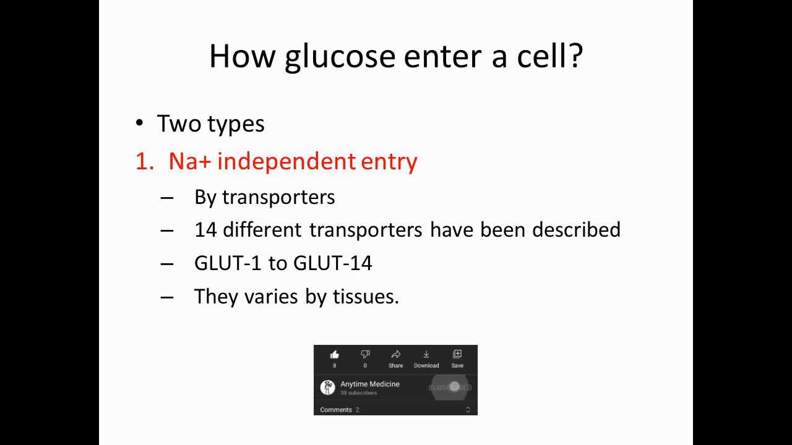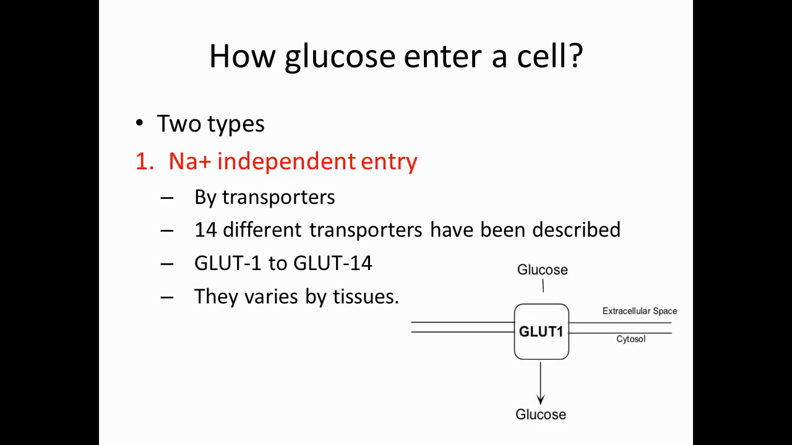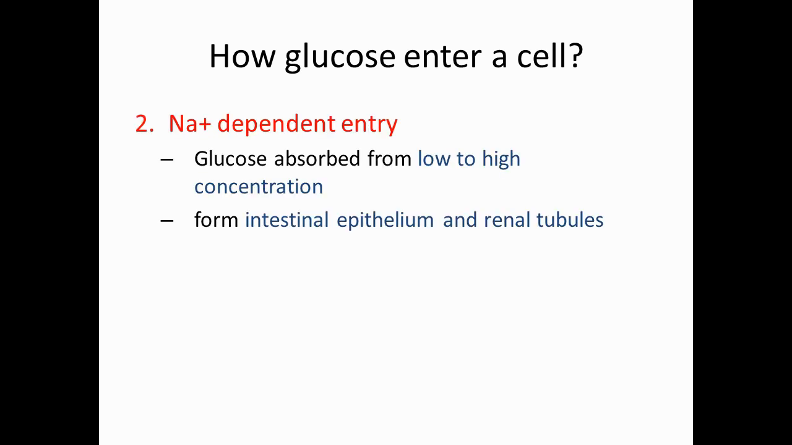So now we'll see how glucose can enter into cells. There are two ways that it can enter cells. The first is sodium independent entry, that is by transporters. There are 14 different transporters that have been described that can carry glucose into cells, GLUT1 to GLUT14, and they vary by tissue. As you can see in the picture, glucose is carried into cells by the GLUT1 transporter. The second way is sodium dependent entry, in which glucose is absorbed from low concentration to high concentration in the intestinal epithelium and renal tubules, which we are going to see in the next slides.